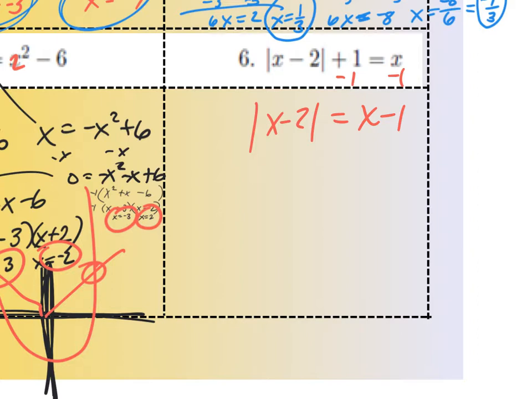Write out your 2 equations that we would have to solve. I know this is going to happen to people. I just made a subtle mistake. Can you catch it? I said x minus 2 equals x minus 1. And I said x minus 2 equals negative x minus 1. Yes?